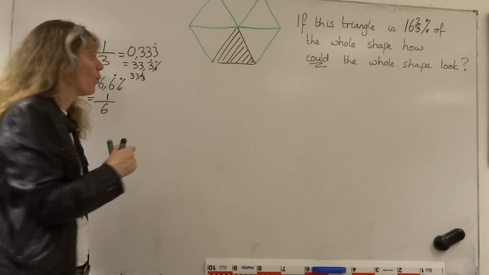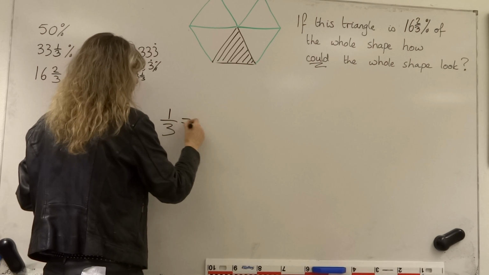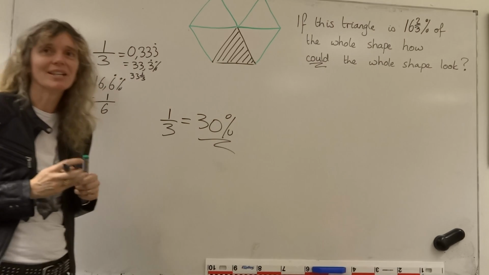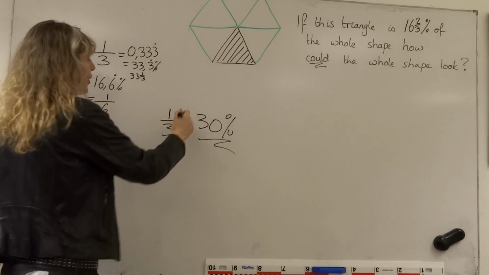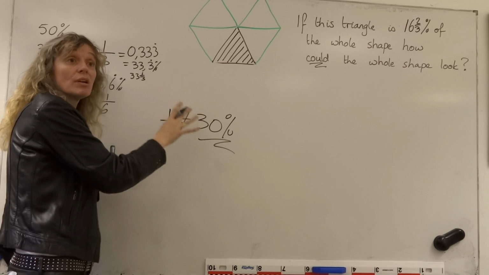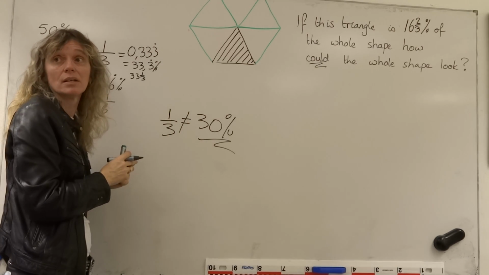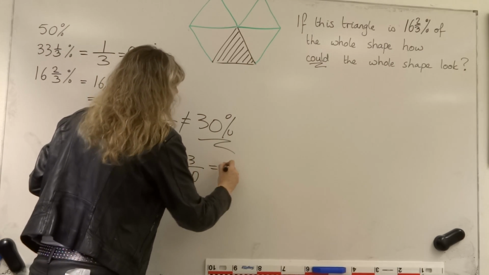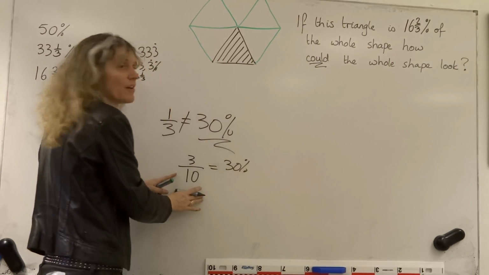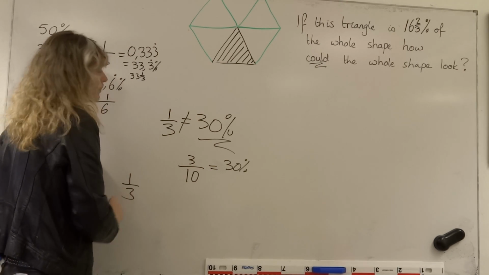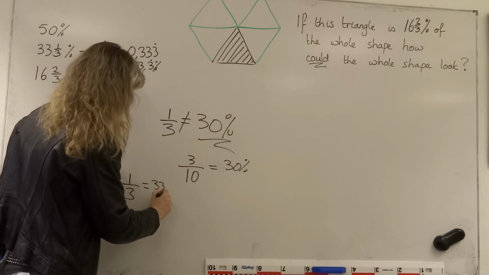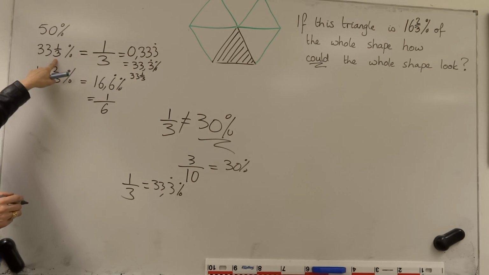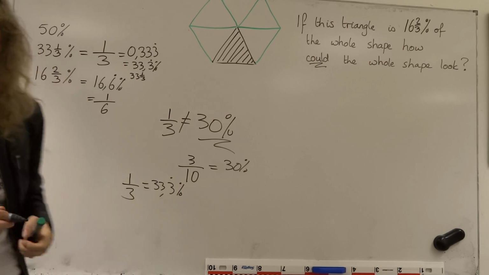And don't say that 1/3 is the same as 30%, a lot of you tend to write that. Whoa, big no-no. 1/3 is 33.33333%. Okay, it is not 30%. 3/10 is 30%. And that's very different to 1/3, which is 33.3 recurring percent. Or the exact answer, 33 1/3%. That's correct.